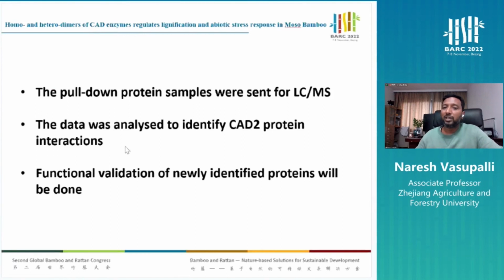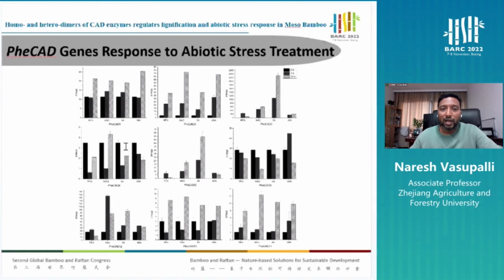Then we sent these pulled down protein samples for LC-MS. The data was analyzed, and we identified some new CAD2 protein interactions. Currently we are doing functional validation of these newly identified proteins. Further, we also analyzed the abiotic stress response of Moso bamboo CAD genes. We treated Moso bamboo seedlings with PEG, NaCl, SA, and ABA, and identified that CAD2, CAD3, and CAD5 are involved in the abiotic stress response. So we are interested in studying the molecular mechanism behind these genes involved in the abiotic stress.